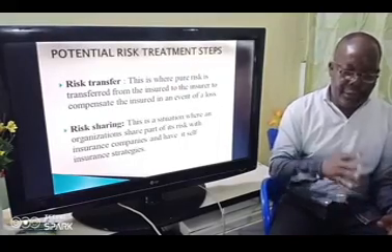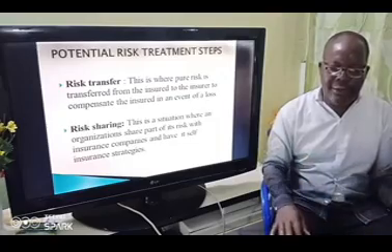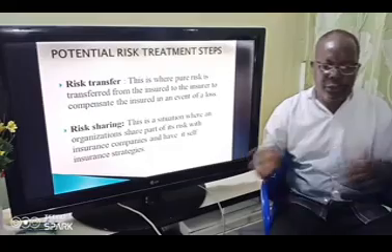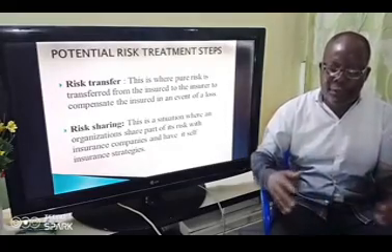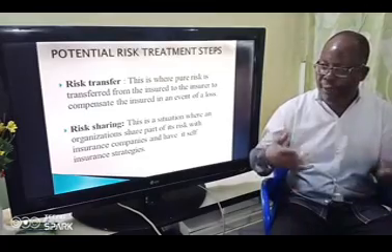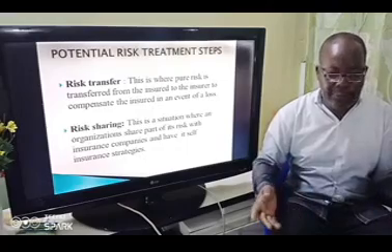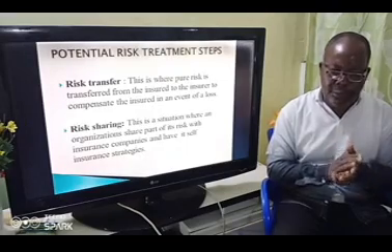And then we have risk sharing. This is a 50-50 approach where an organization decides to share part of its risk with the insurance company and have its own self-insurance strategies. Some businesses can have an accounting approach. Risk sharing is a 50-50 approach.